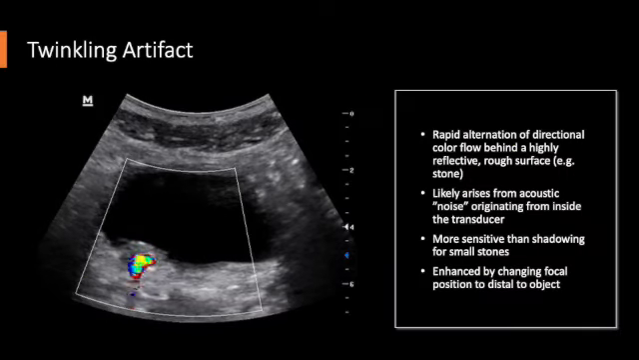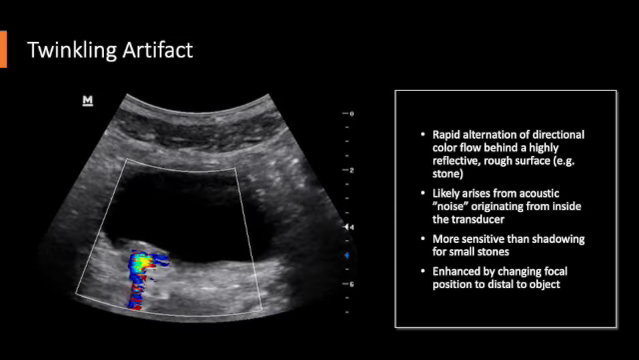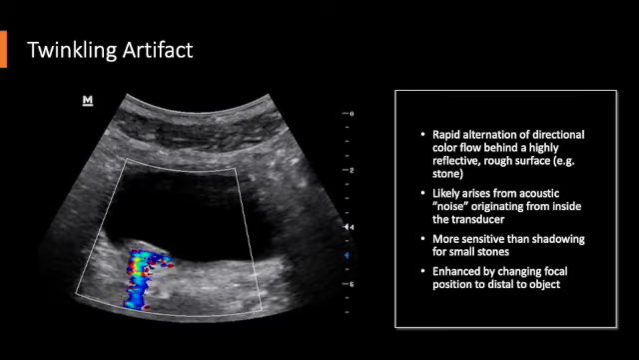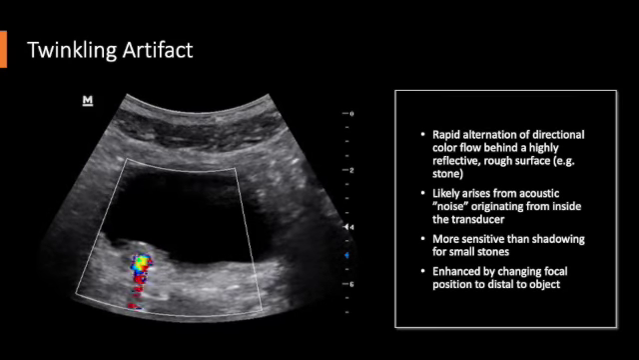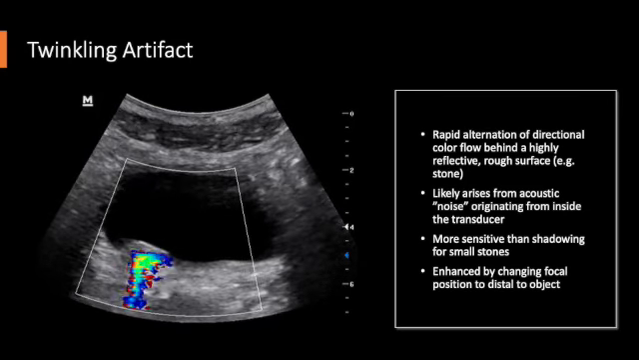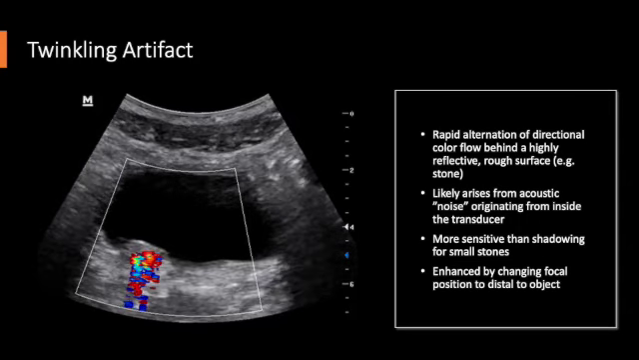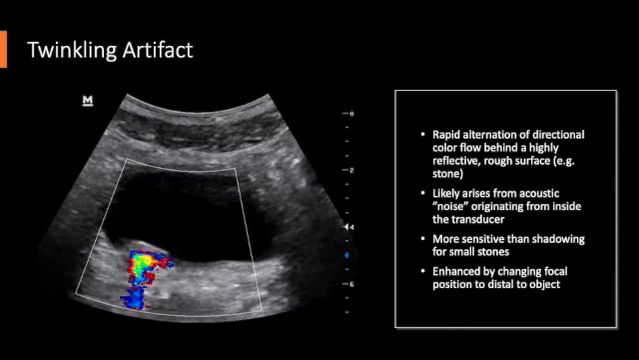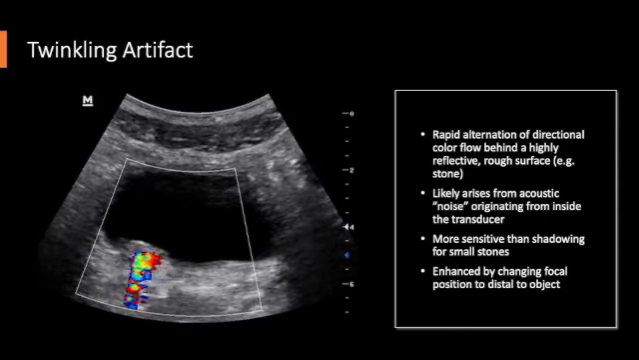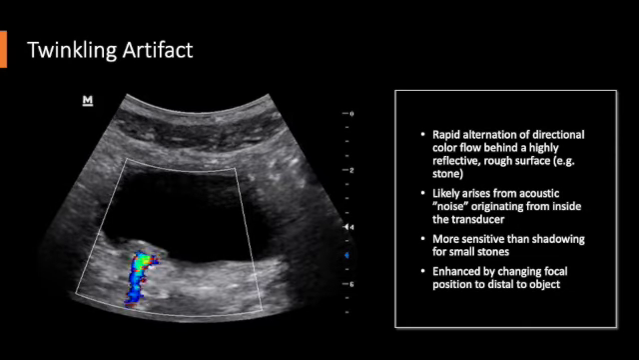All right, the next artifact has a cute little name. It's called twinkling artifact, and it refers to the twinkling colors that occur sometimes behind a highly reflective rough surface. This is most commonly encountered with stones like kidney stones or gallstones, or in this case a urinary bladder stone. We don't fully understand why this happens, but we think it relates to noise from inside the transducer. And we can change this or eliminate this by changing the angle of incidence and the focal position of the ultrasound beams.